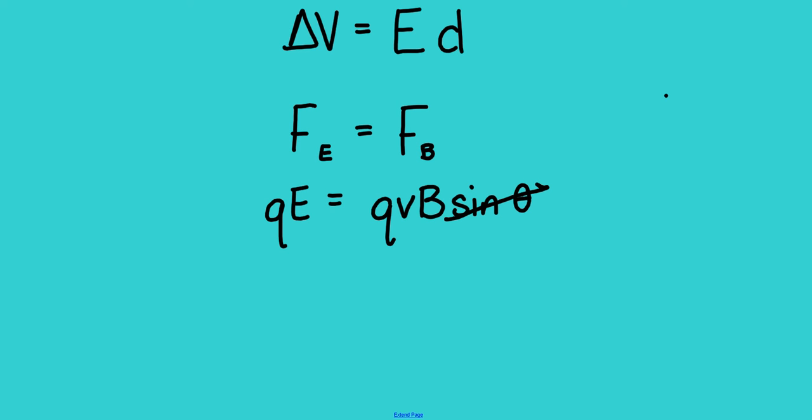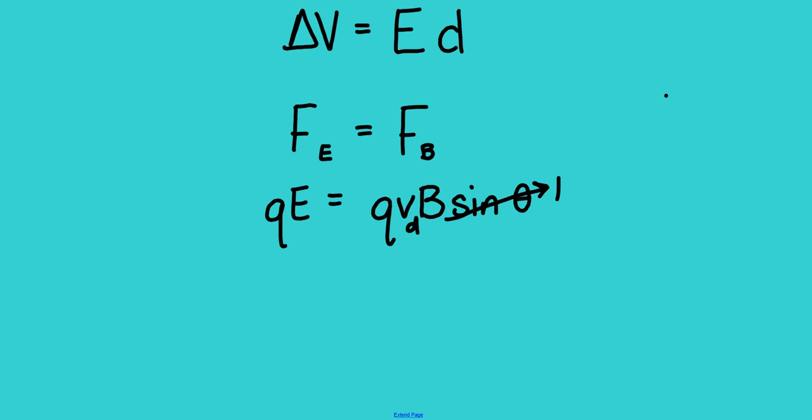Just as before, sine of theta is equal to 1 because the angle between my velocity and magnetic field vectors is 90 degrees. And really, when I'm talking about velocity here, I'm focusing mostly on the drift velocity that these electrons would have as they travel through my conductor.